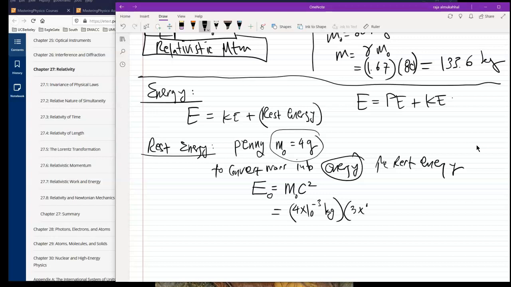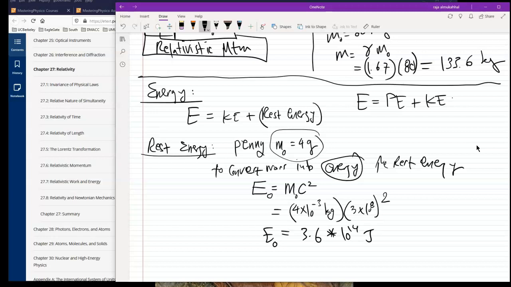Times 3 times 10 to the 8 quantity squared. Let's calculate that with my calculator. So I have here 4 negative 3 times 3e8 times 3e8. If I did it correctly, it will be 3.6 times 10 to the 14. So it is 3.6 times 10 to the 14 joule.